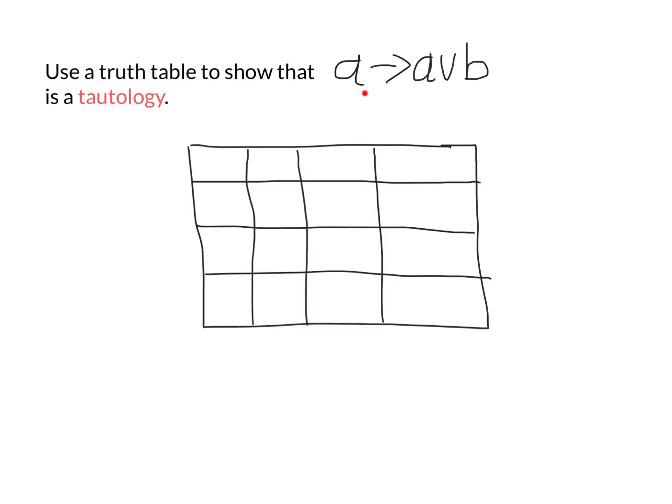So here we're asked to show that A implies A or B is a tautology. A tautology is a statement that will always be true regardless of the individual statements A and B. So here's how we set up a truth table. We put all the components here: A, B, and A or B. We do that first because of the order of logical connectives, and then we look at A implies A or B. How we do a truth table is we put truth values, true or false.